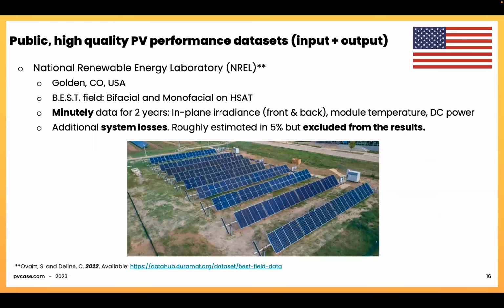Now, the second data set that we have been working on belongs to NREL. This is of a test plant that is in Golden, Colorado. And in this case, the main difference is that we have minutely data for bifacial and monofacial systems on single-axis trackers. Also in this case, it was not possible for us to make a fair assessment of the system losses. So we have estimated that it's roughly 5%, but we're leaving it out of the analysis, so you can expect an overestimation in our energy yield calculations.